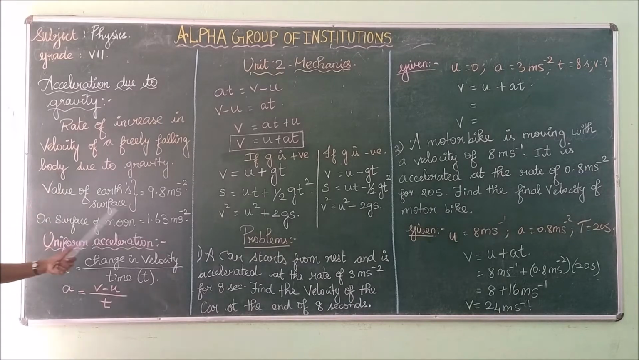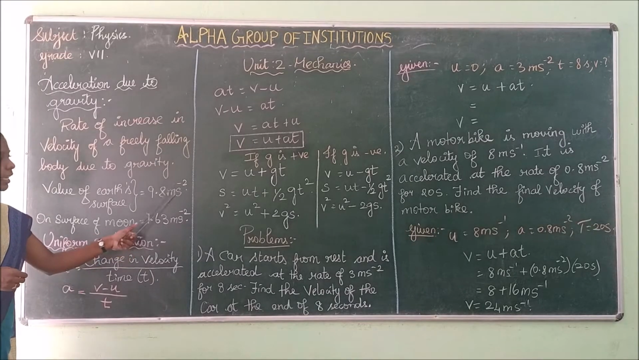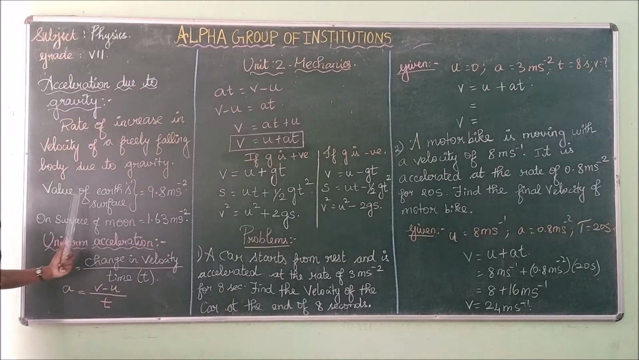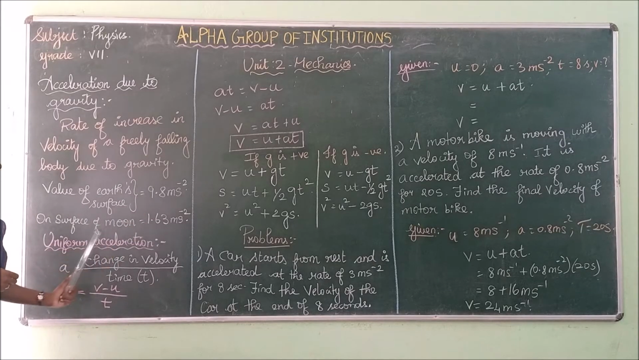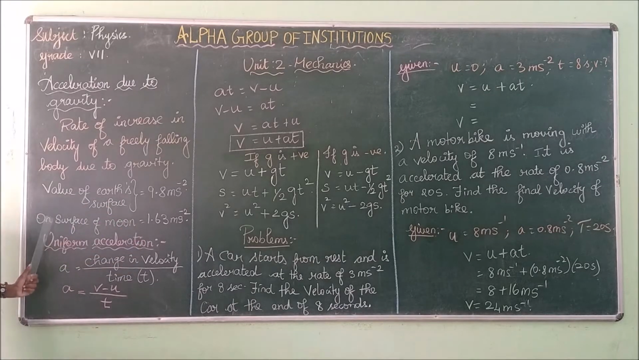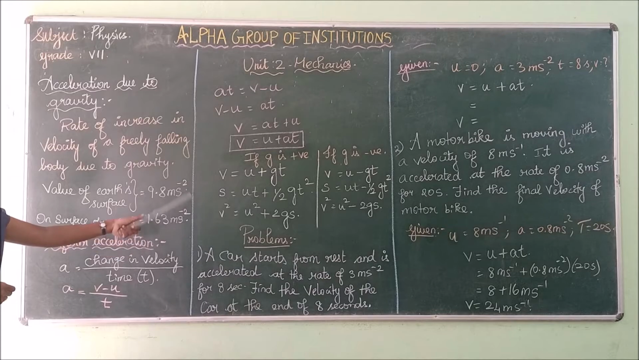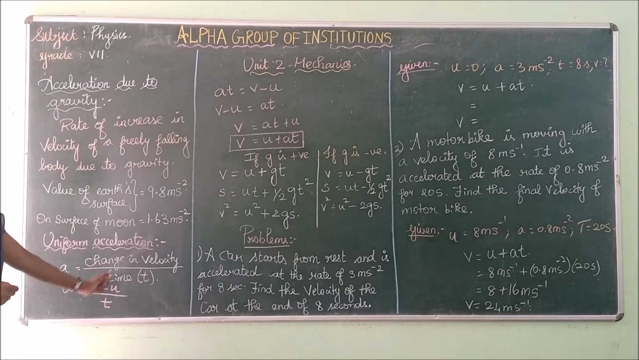The value for acceleration due to gravity on earth's surface is 9.8 meter second power minus 2. Next, on the surface of the moon, the acceleration due to gravity is 1.63 meter second power minus 2.